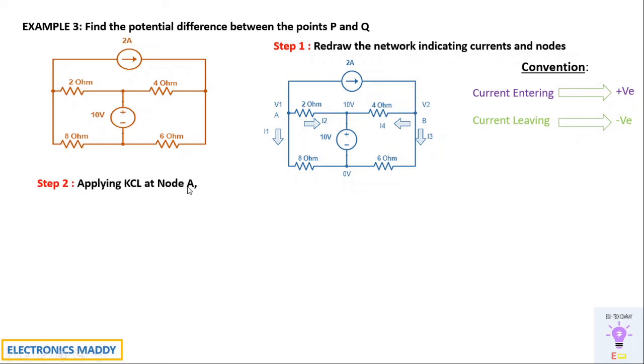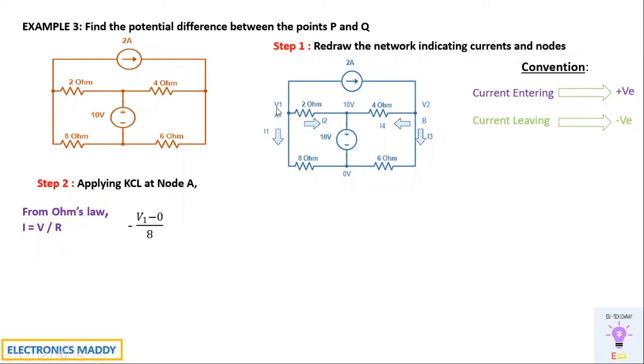I'll be applying KCL at node A at this particular point. So how will we apply it? We know from Ohm's law, I is equal to V by R. Similarly, with respect to KCL, at node A, I1 is leaving, I2 is leaving, and 2 amps is also leaving at this point. So minus I1 minus I2 minus 2 is equal to 0. That is the application. Instead, I1 can be written in the form of V by R.